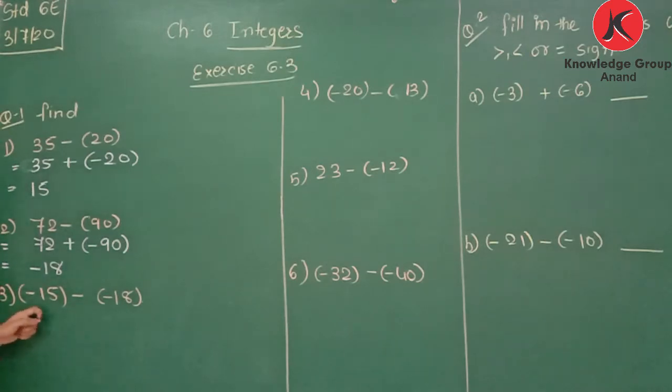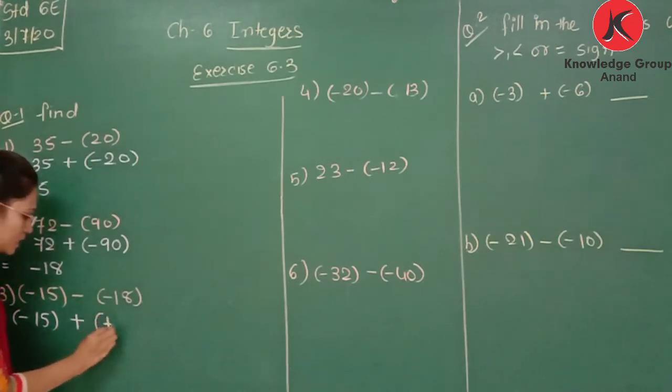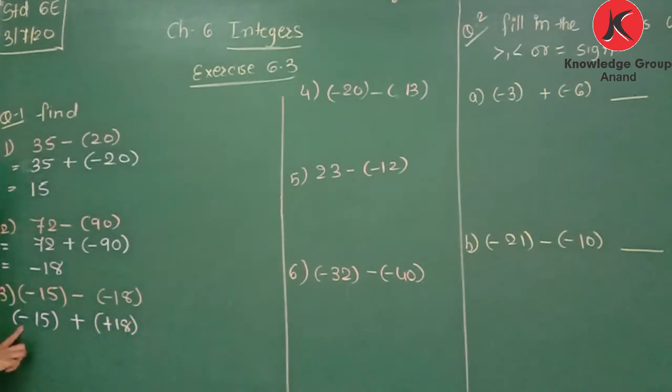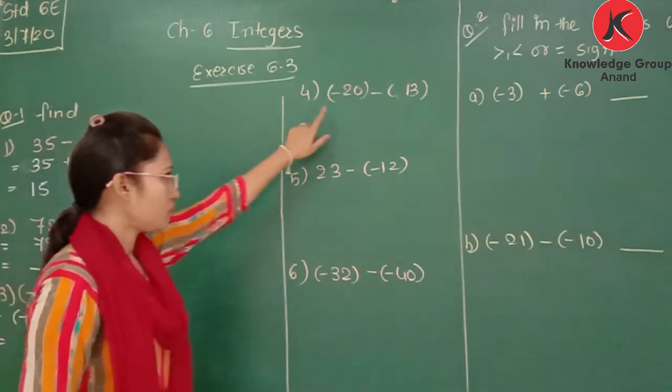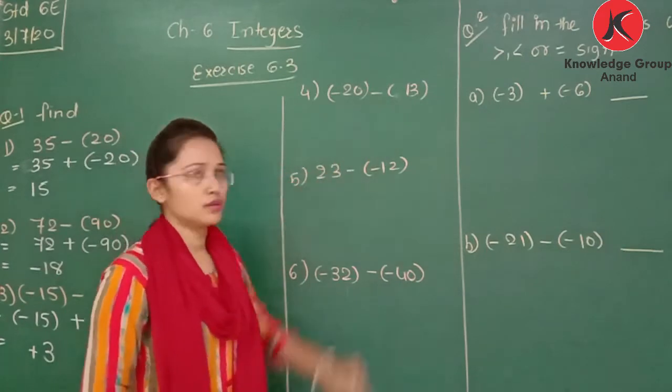Now next one, minus 15 minus minus 18. So here minus 15 as it is, subtraction becomes addition, and minus 18 inverse is plus 18. Now one number is negative, one number is positive. So minus 15 plus 18, so subtraction 18 minus 15, 3. Bigger number is 18, sign is plus. You can write or skip the sign of addition. Clear?